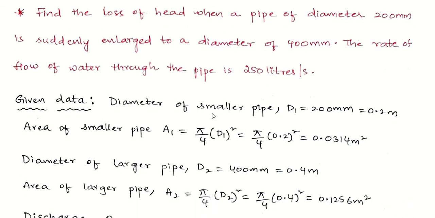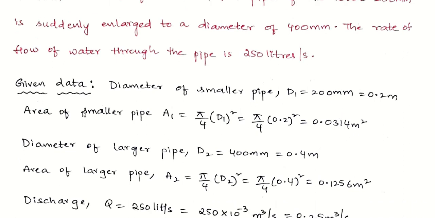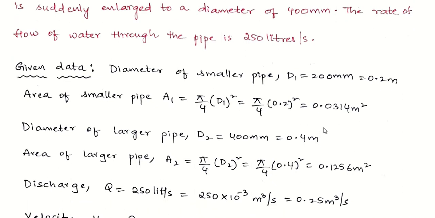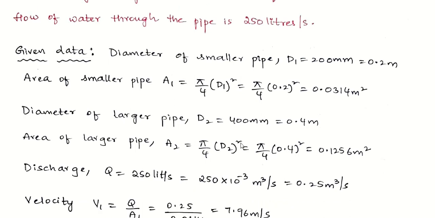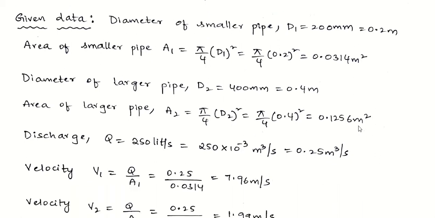So let's start off with the given data. Diameter of smaller pipe, D1, is 200 mm, which is 0.2 meters. This is 200 by 1000. Next, once you know the diameter, you can calculate A1 as pi by 4 D1 square, which is pi by 4 of 0.2 square, which is 0.0314 meters square. Next, diameter of larger pipe is D2, which is 400 mm, that is after enlargement, which is 0.4 meter. So area will be pi by 4 of 0.4 square, which is 0.1256 meters square.